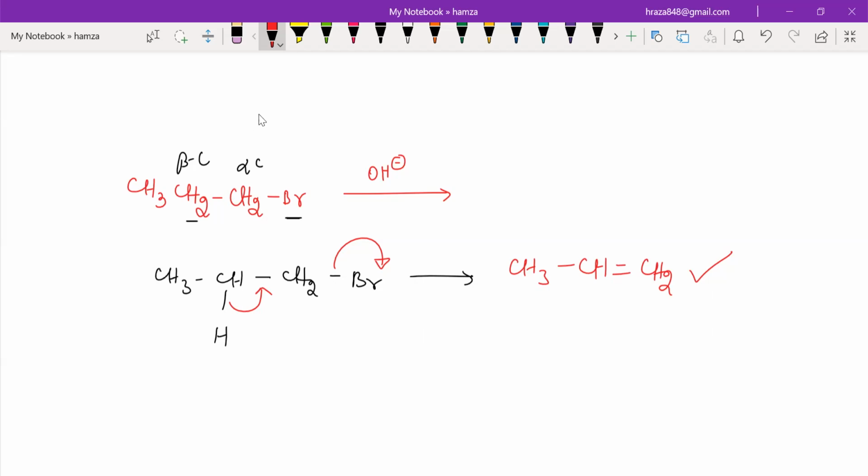So what will be its name? Propene. So please write it, and also write the product of this: CH3 CH2 CH2 CH, and here it is Br, and then CH3. Please do this first. How many products are possible, and what will be the IUPAC name of the products?